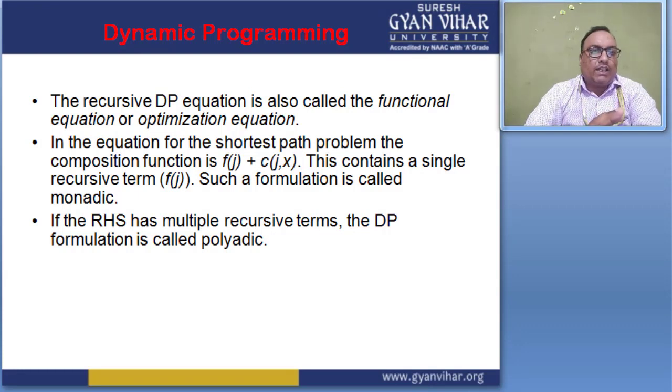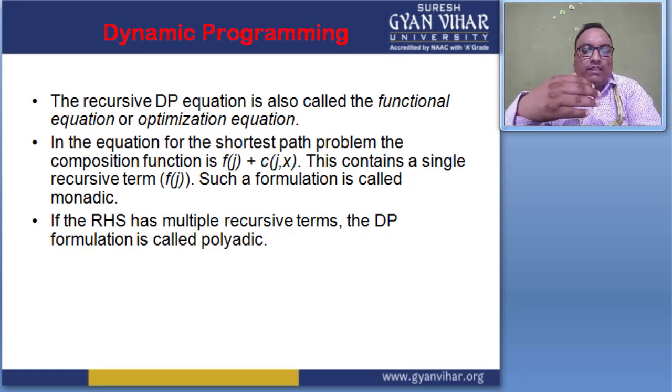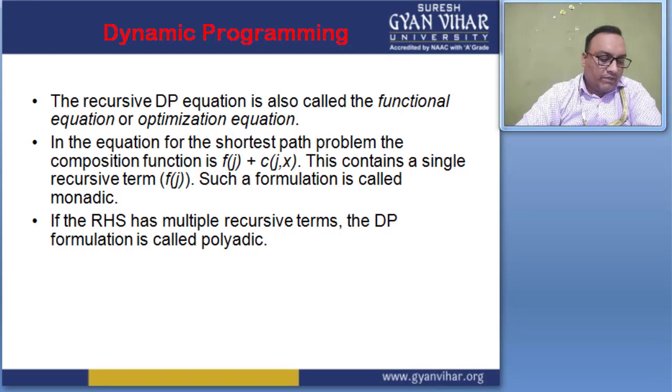One is monadic and the other is polyadic, and monadic contains only a single recursive term. This is the best example for the previous example, which contains the single recursive term, and that solution or problem is referred to as monadic. And if multiple terms are used on the right side, then the DP formulation is called polyadic, right? So these are two kinds of approaches used in dynamic programming analysis.